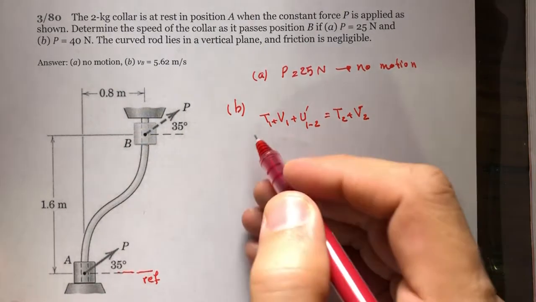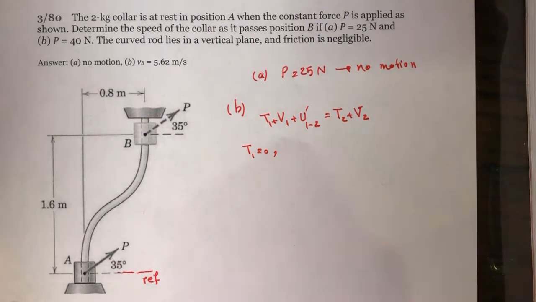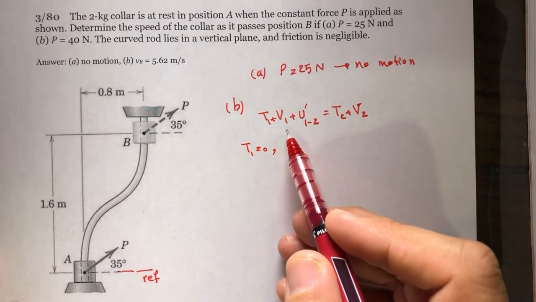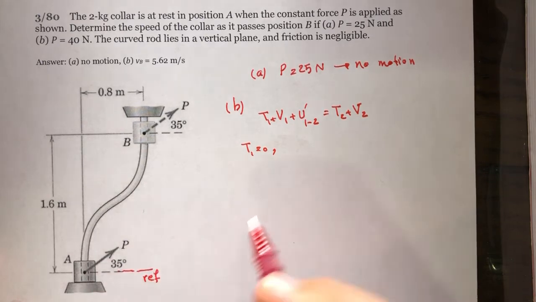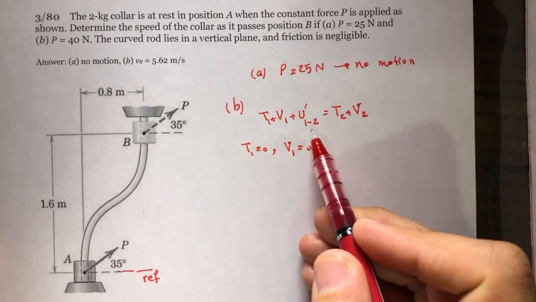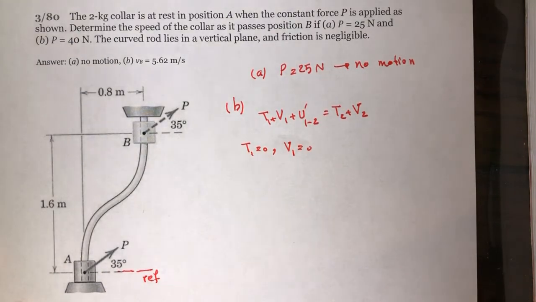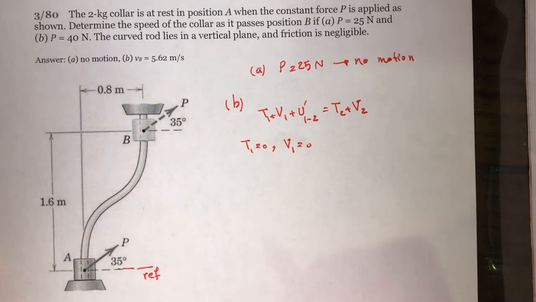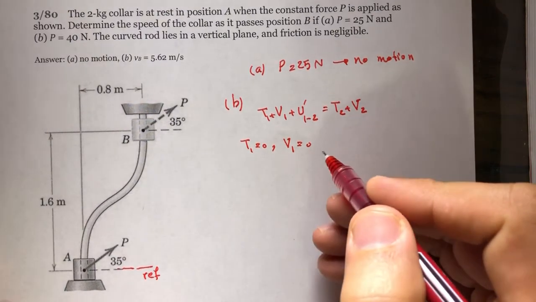So at the beginning, there is no velocity, so T1 is equal to 0. There is no kinetic energy at point A. And V1, because the mass is on the reference line, the height is 0, so there is no potential energy too. To calculate U prime from 1 to 2, we need to see, do we have any non-conservative force? Which we do. We have this external force, and also we have normal force between the mass and this bar. But the normal force, because it is always perpendicular to the trajectory of movement, it's not going to do any work. So the work of that one is 0.